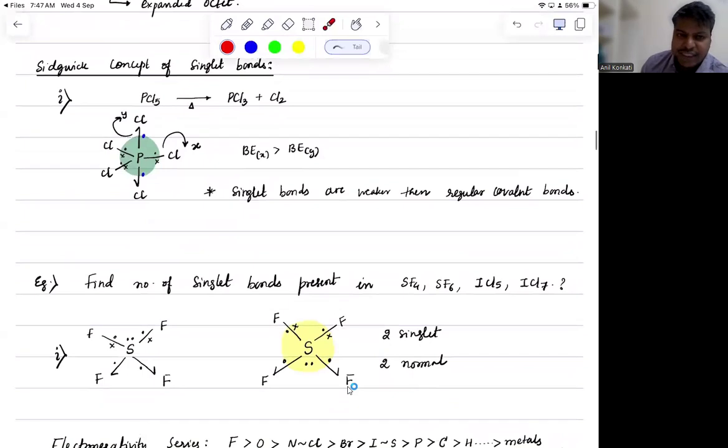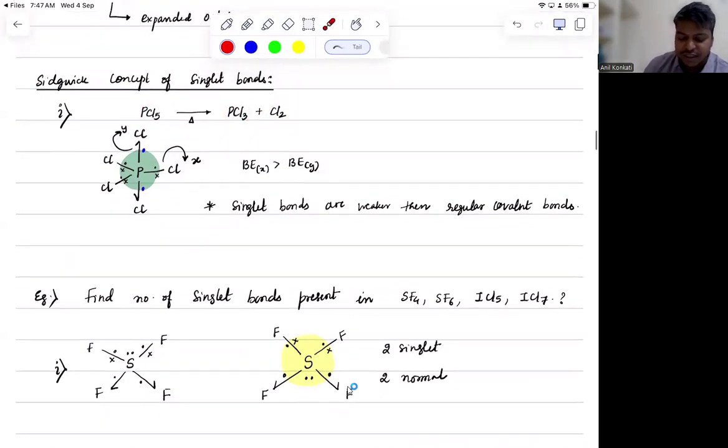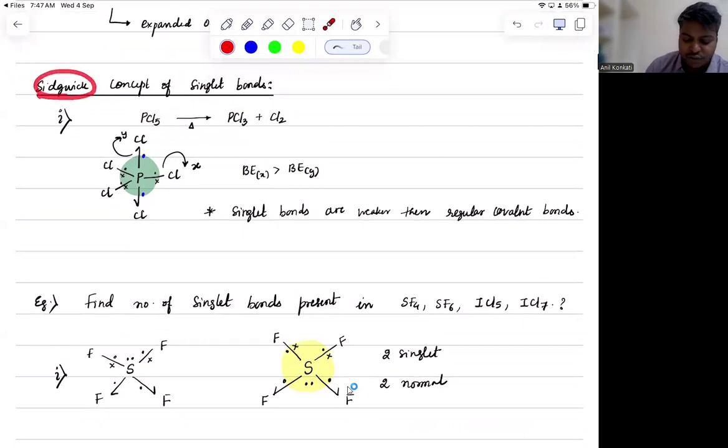There is some justification of octet for PCl5 and some other cases. Like in case of PCl5, right? Just on heating, PCl5 will give you PCl3 plus Cl2. So this was justified by Sidgwick's rule.